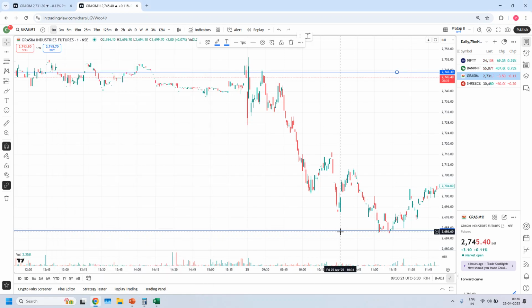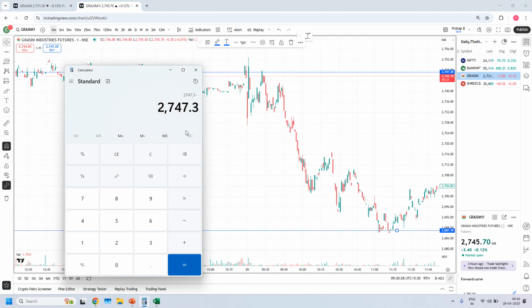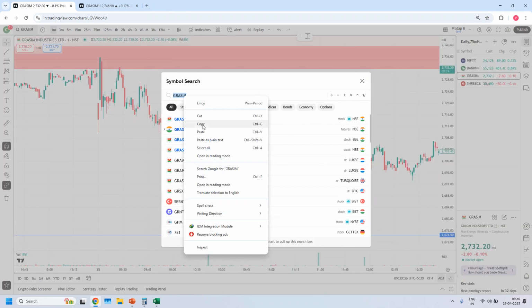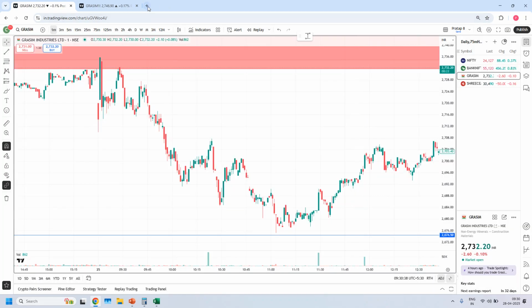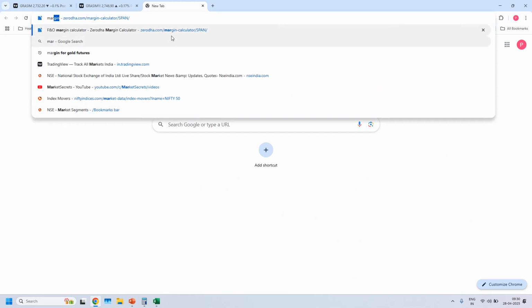Minus, here let us assume you exited here. Here the price is 2687. On each stock you got 60 rupees 20 paisa. Let us see what the lot size is, I don't remember it. Let us check in Zerodha's margin calculator.